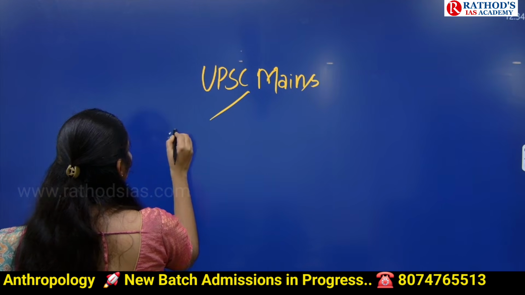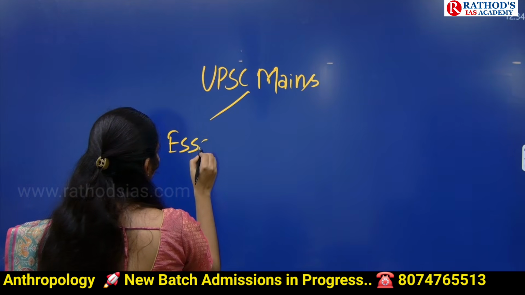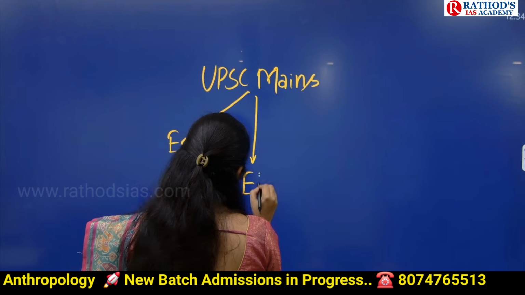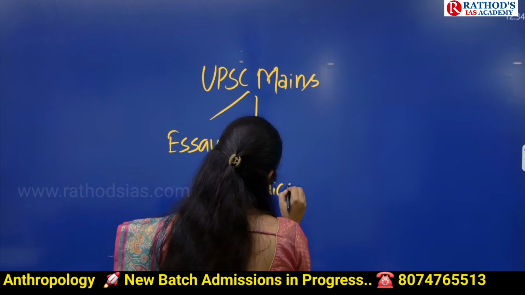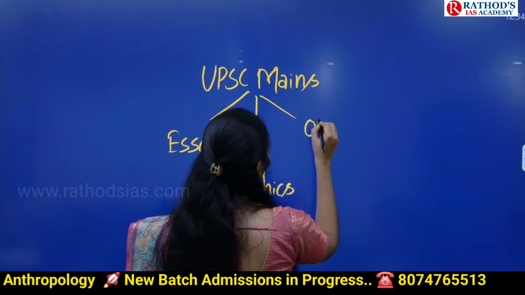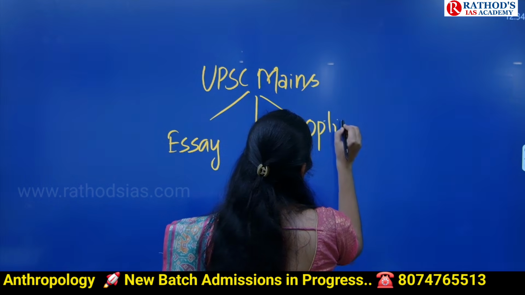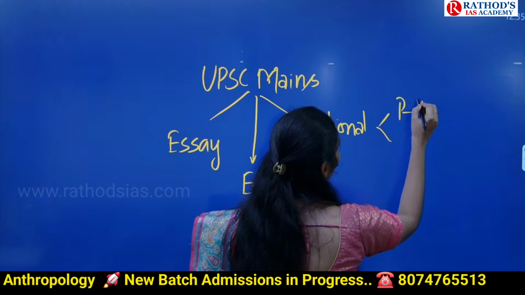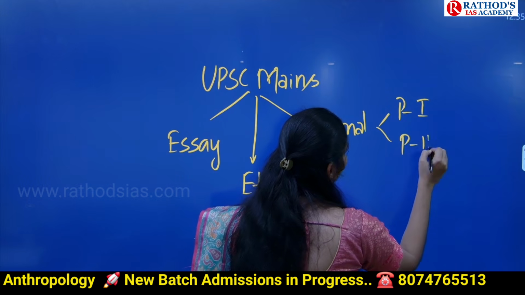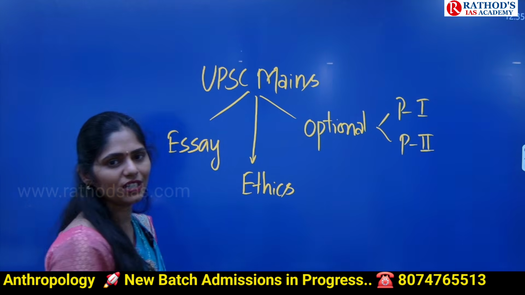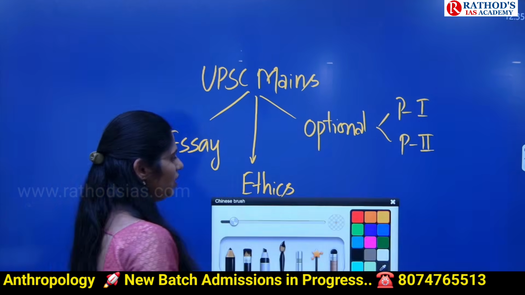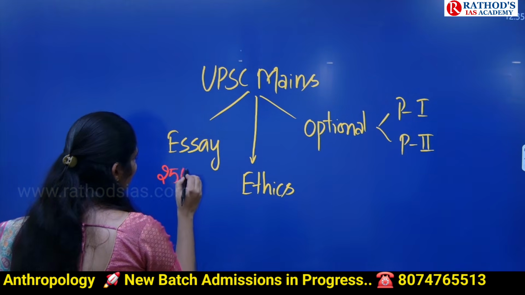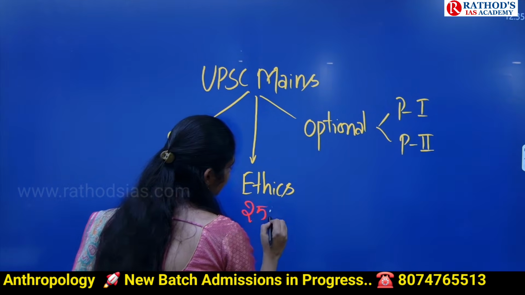First one is your essay paper. Second one is the ethics paper. And third one is your optional. In optional we have paper 1 and paper 2. Paper 1 is the third and paper 2 is the fourth paper. Each and every paper carries 250 marks.